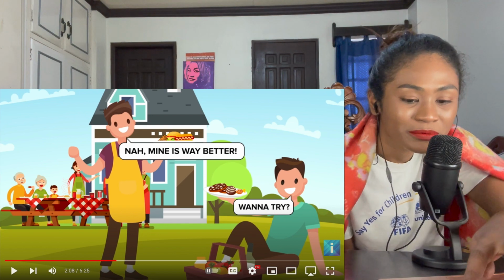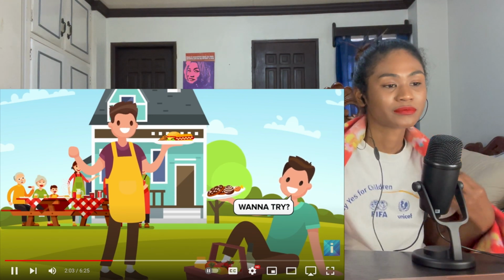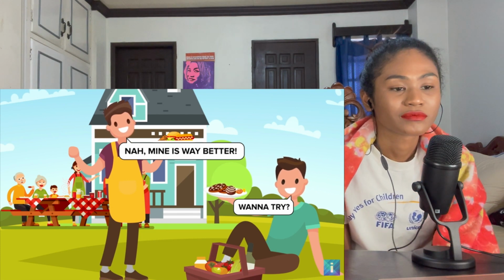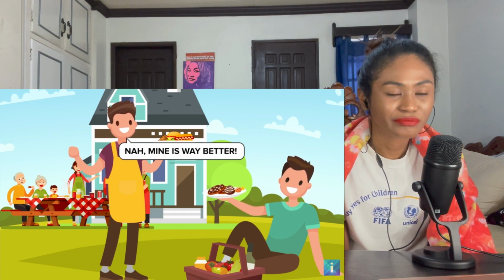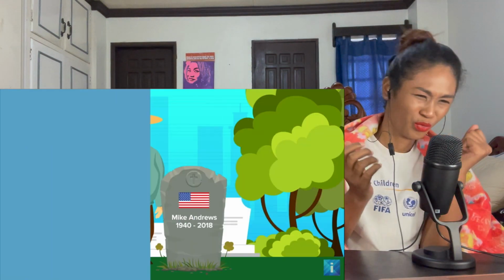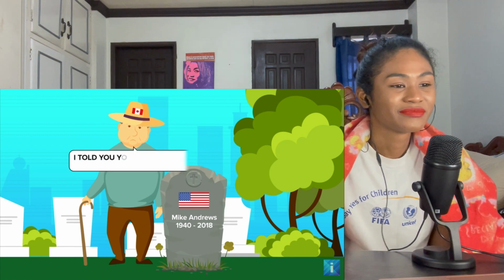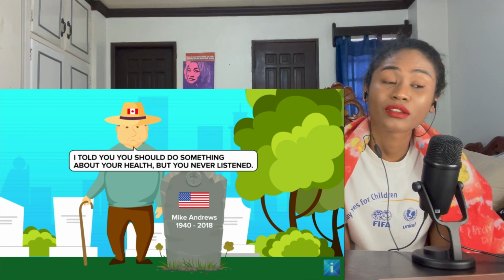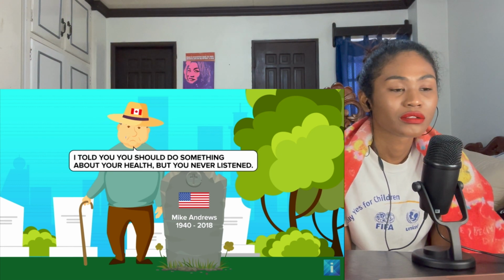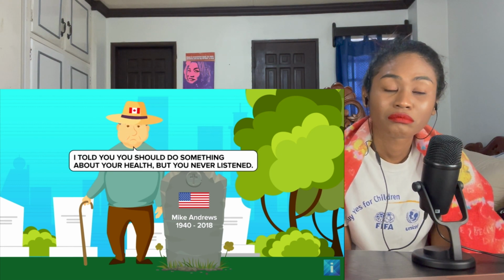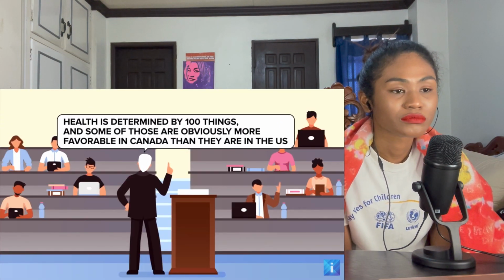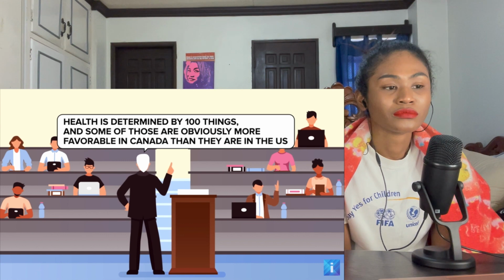So let's go. Smoked meat and beaver tails, which are fried dough shaped like a beaver tail with candy and chocolate on top. Americans, on the other hand, eat buffalo wings and s'mores, and of course are famous for their hot dogs and hamburgers. All foods that are also available in Canada, but are known for being American. When it comes to life expectancy, according to a report from the US National Research Council, Canadians are likely to outlive Americans due to being healthier and in better shape. Health is determined by hundreds of things, and some of those are obviously more favorable in Canada than they are in the US.